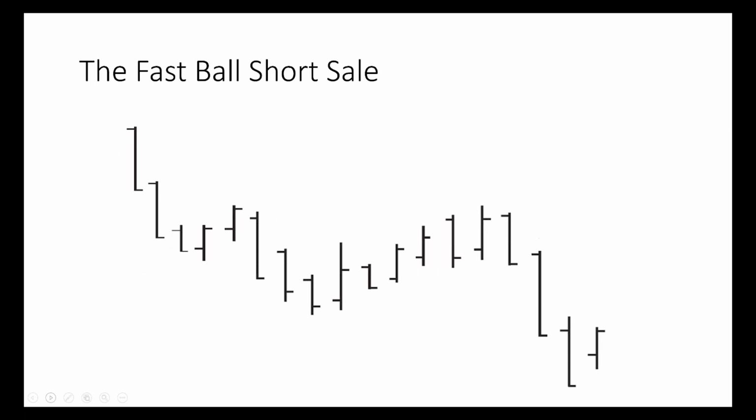The idealized version of this, and again, you would just flip this whole thing on its head for long, okay? You've got a fastball short sale opportunity here because you had a trending move lower, then you had a pullback, then you had what's hopefully not just the widest range, but also the biggest volume of the past 10 sessions. This one opens high, closes low.